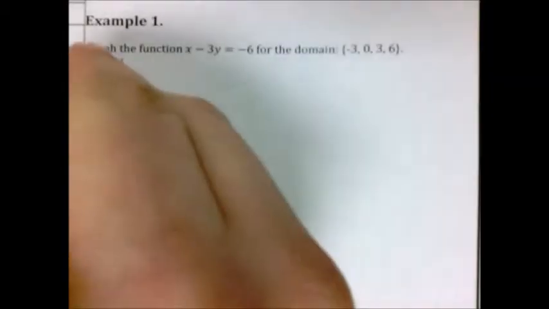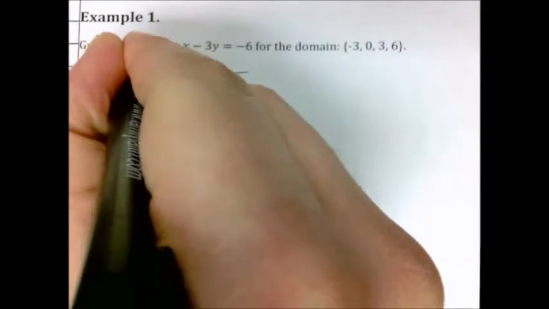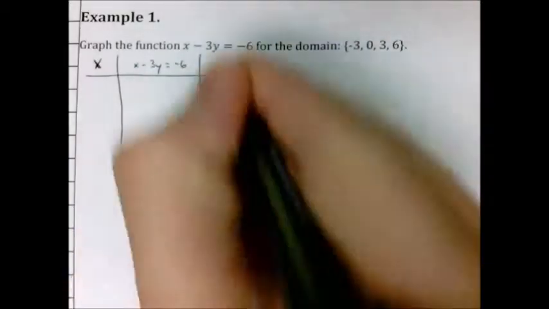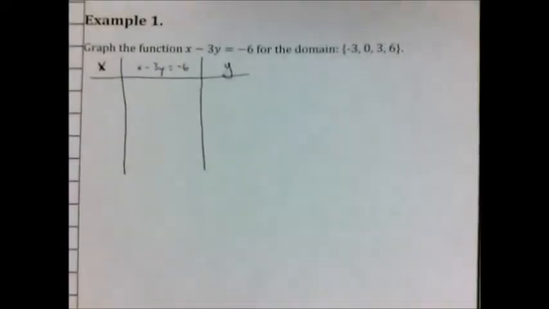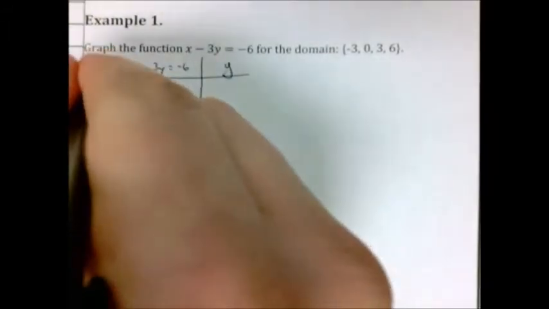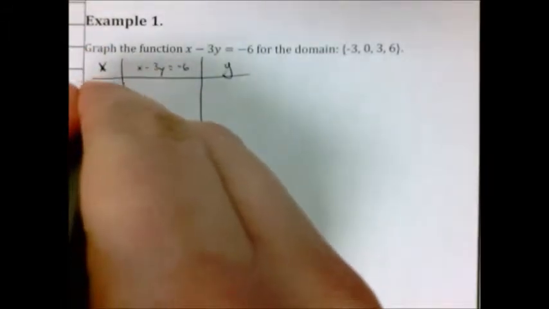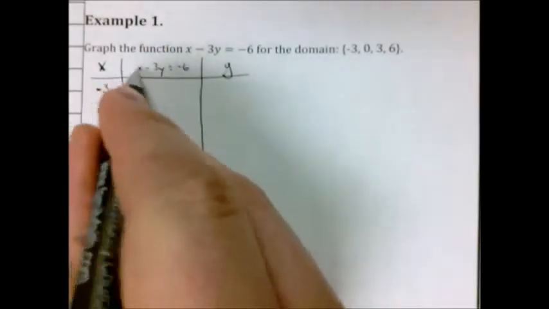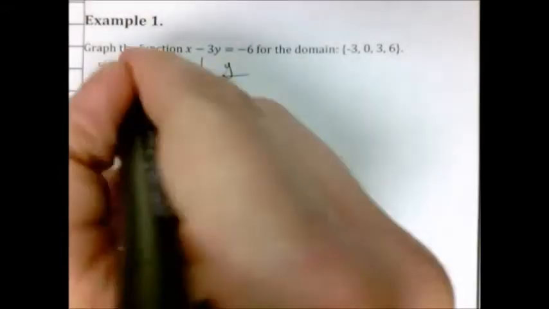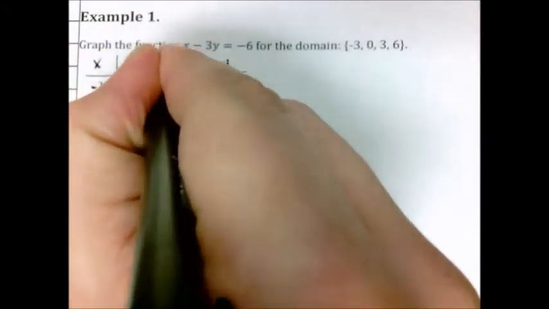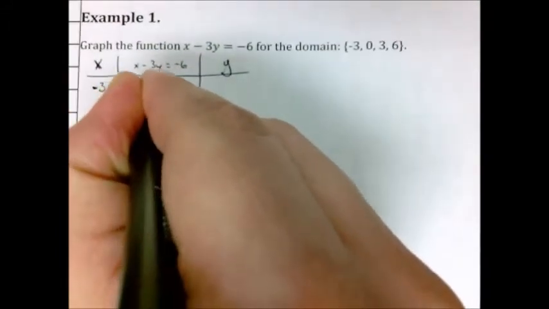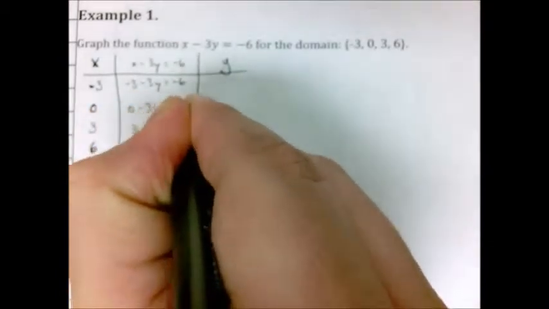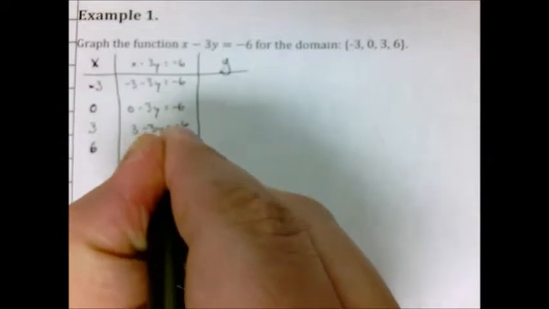and we're going to build kind of a little table here. And our function is x minus 3y equals negative 6. And then finally what our y is. So you're going to build this function, and we're going to evaluate when x is negative 3, 0, 3, and 6. And so what that means for all of these is that instead of x, we're going to write whatever these are. Okay, so negative 3 minus 3y equals negative 6. 0 minus 3y equals negative 6. 3 minus 3y equals negative 6. And finally 6 minus 3y equals negative 6.